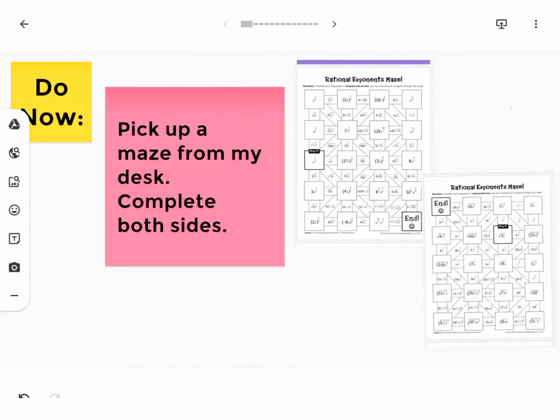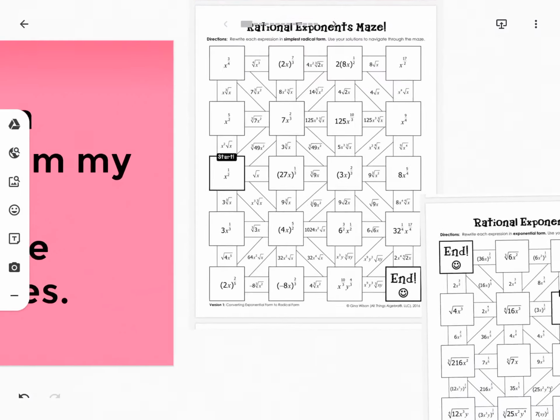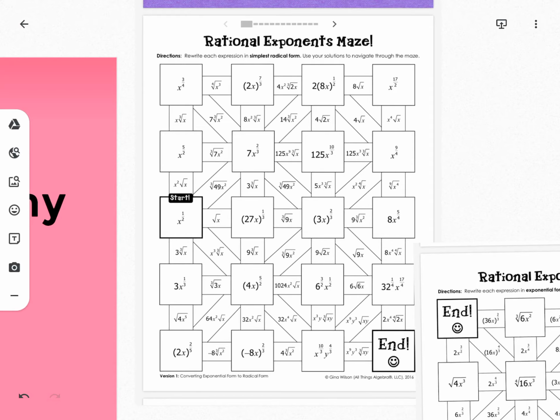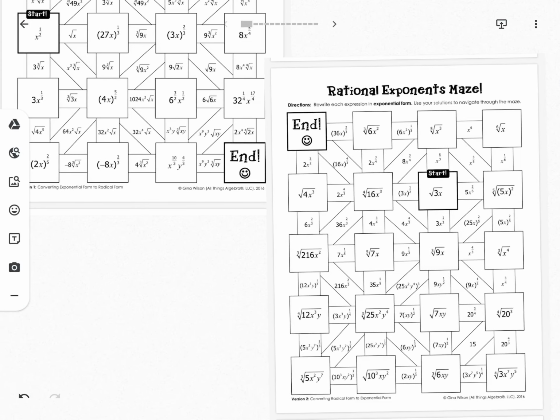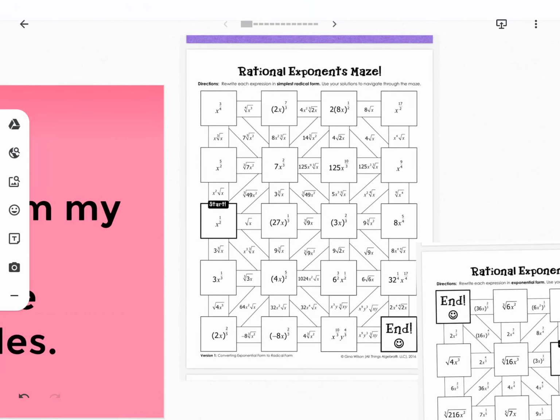The first thing that I want you to do today is we're going to review a little bit from last time. You're going to pick up a maze from my desk or from the substitute, and you're going to complete both sides of it. What you're going to see if we zoom in is a bunch of rational exponent problems, or the other side. They're given to you as radicals, and you're going to put it into the other form. Whichever one you start on, it doesn't matter.